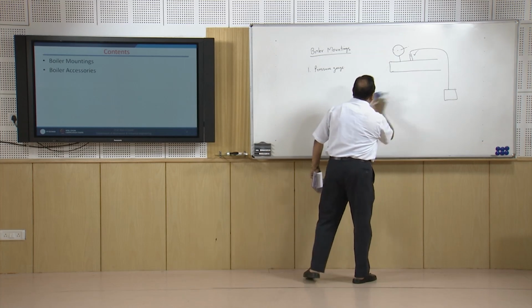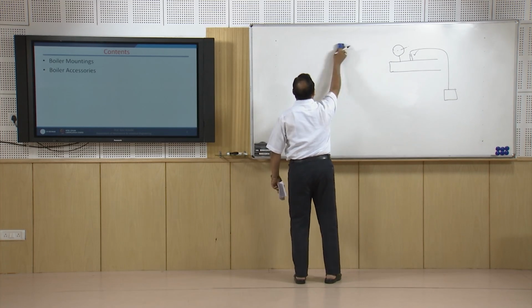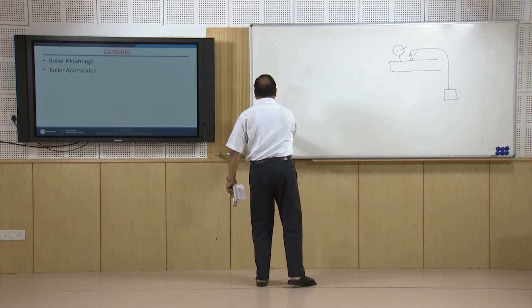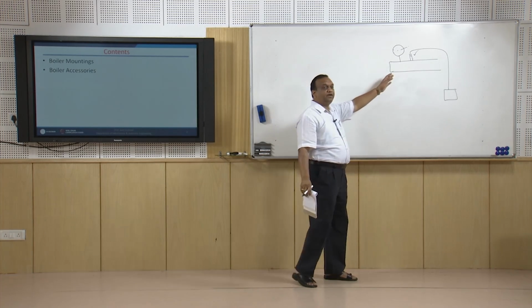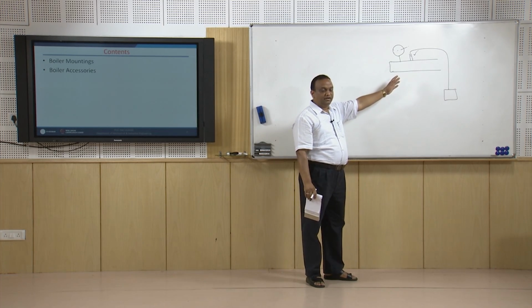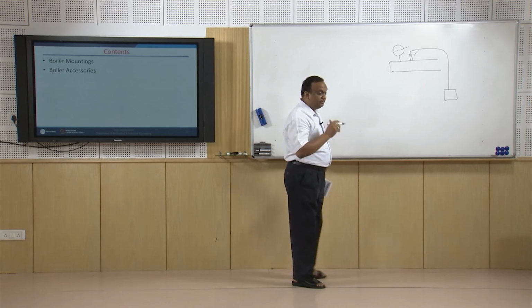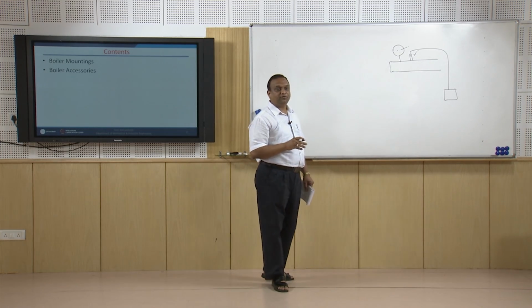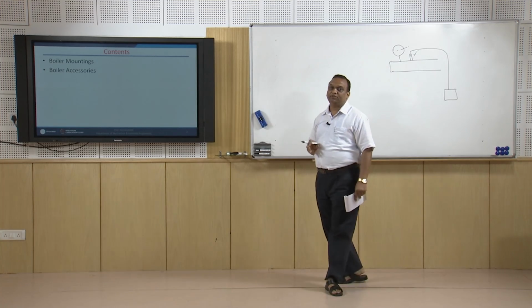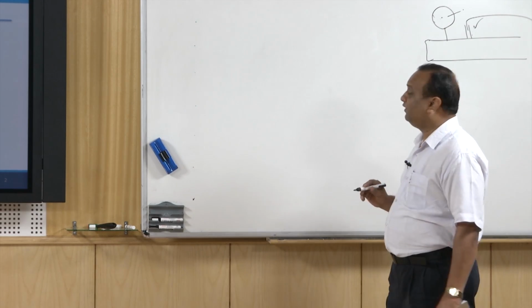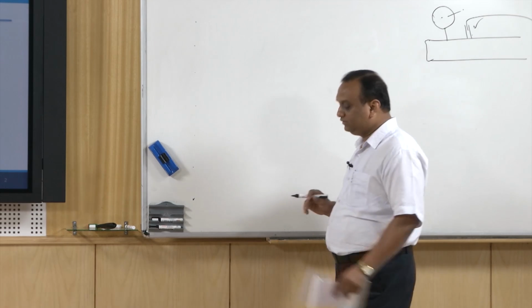A boiler has safety arrangements also, because water at high pressure contains a lot of energy in comparison to other fluids. So safety precautions have to be taken, and for the purpose of safety at least 2 safety valves have to be provided. There are 4 types of safety valves.